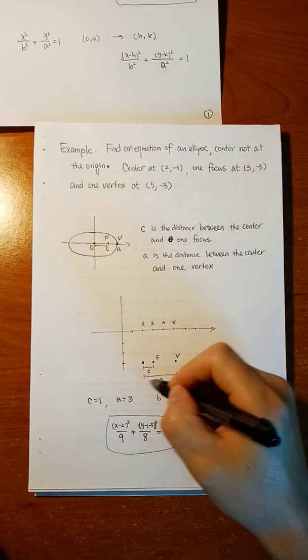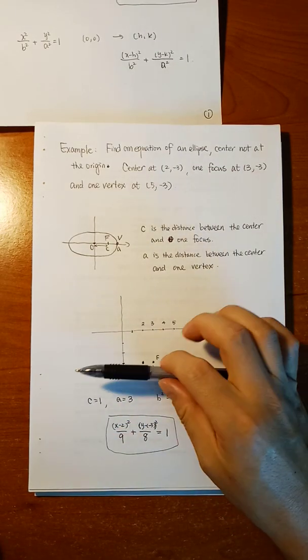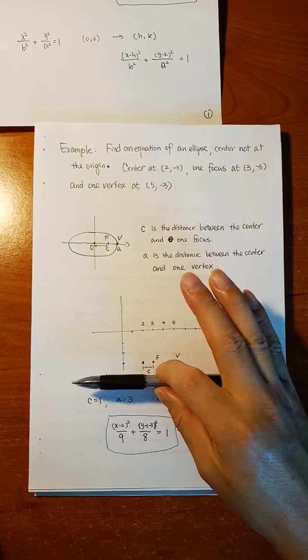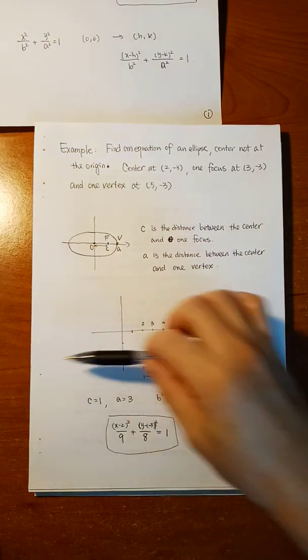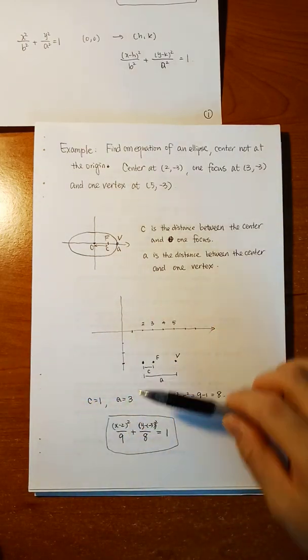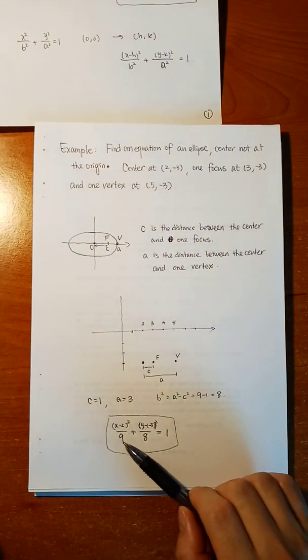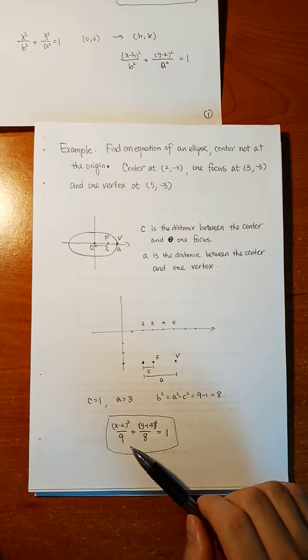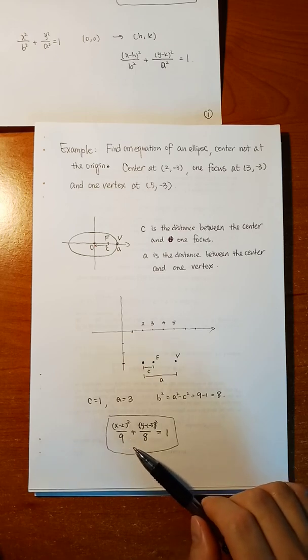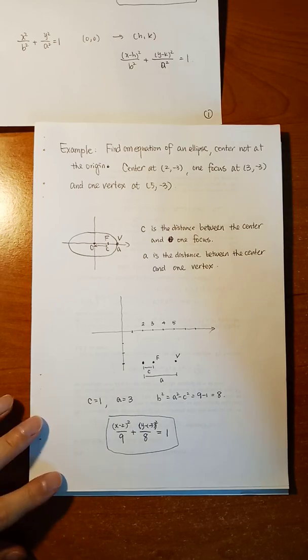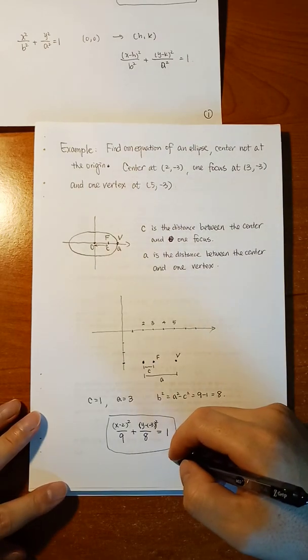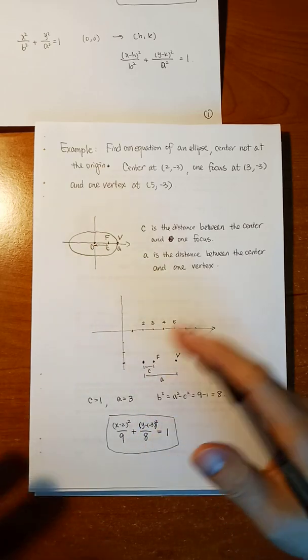Remember, I mentioned already this is a horizontal position, because center, focus, vertex form a horizontal line. So that's why I put the bigger denominator under x. That is the equation. When you have the equation, you can find whatever stuff.